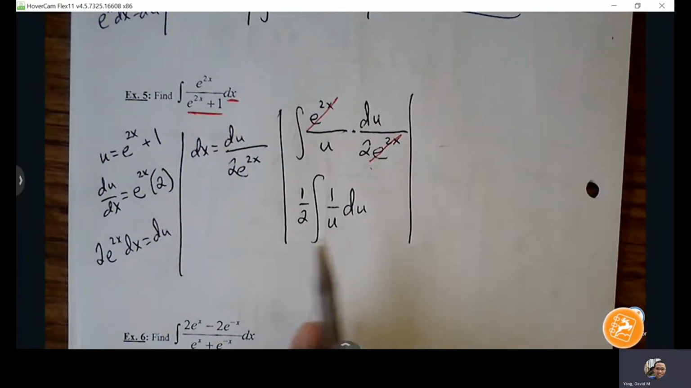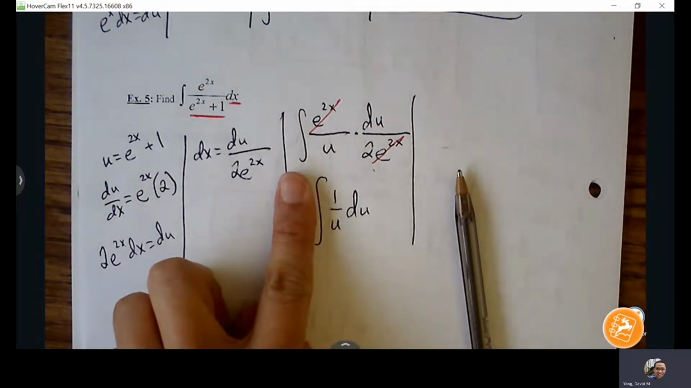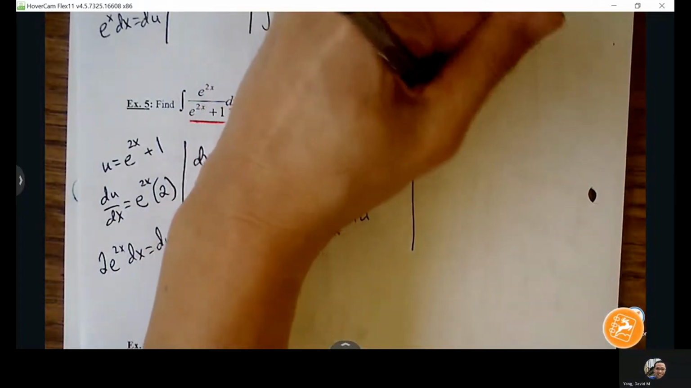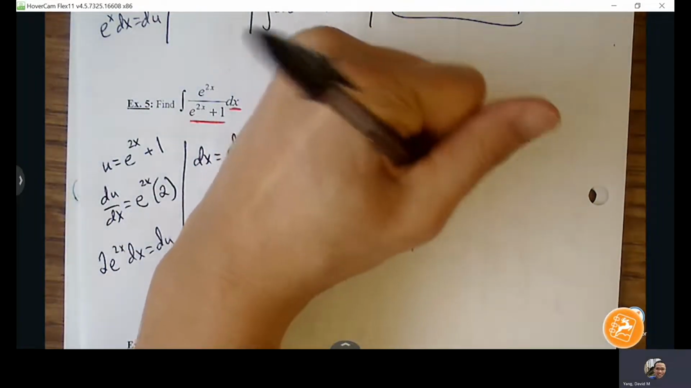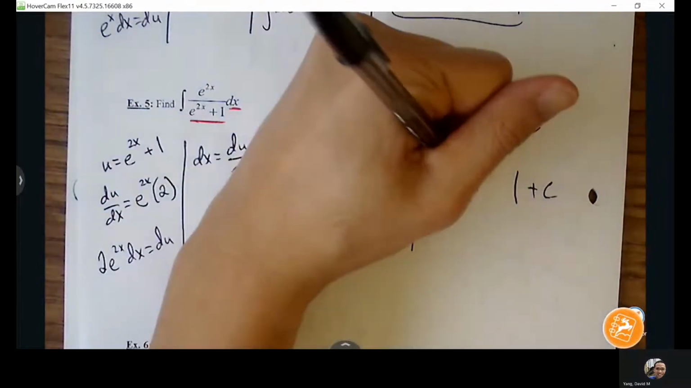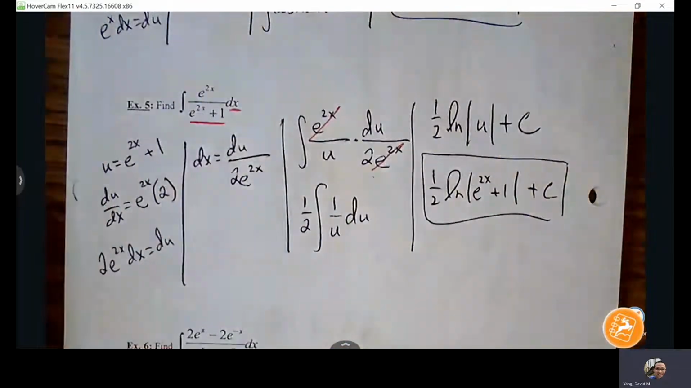Okay, now that everything is cleaned up, cover that 1/2 up. It looks exactly like our integral rule from yesterday, so we can move forward. Then replace the u back in terms of x. u is only temporary. There's your antiderivative.